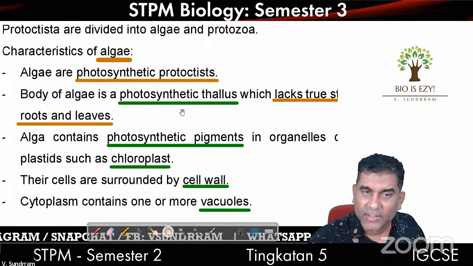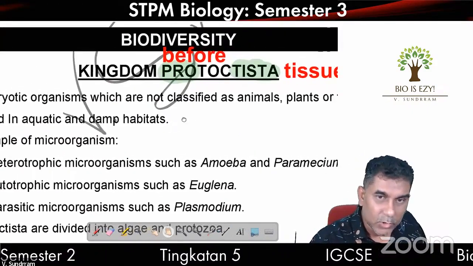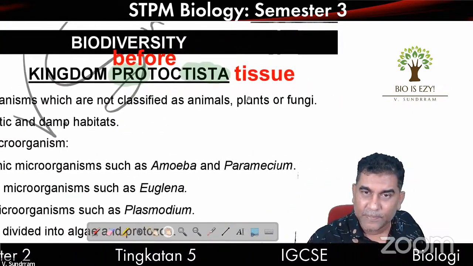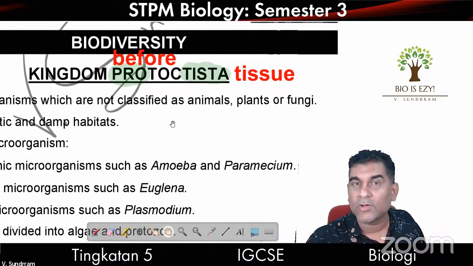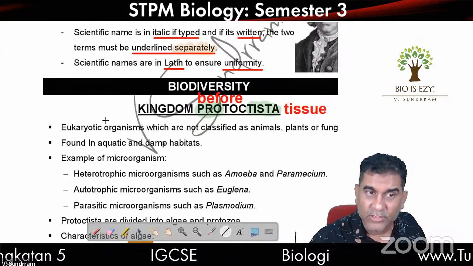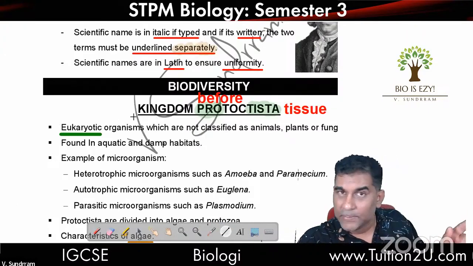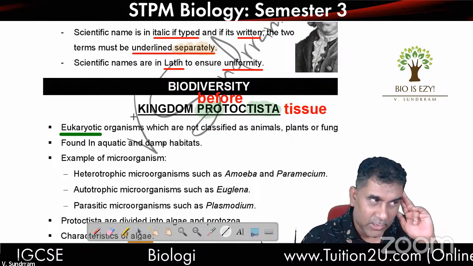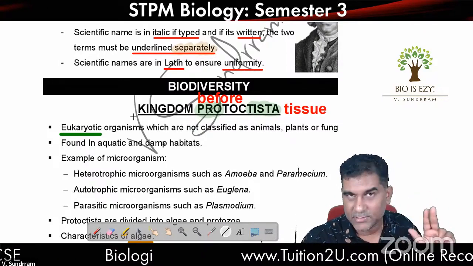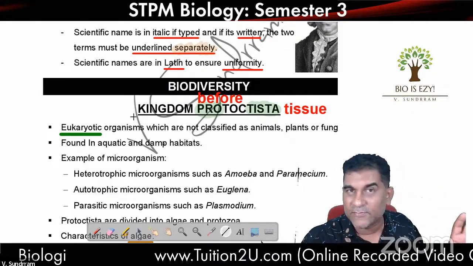If they are Protoctists, you cannot classify them as animal, plants, or fungi. Why? Because they don't have tissue. But they have nucleus. They are eukaryotic, meaning they have nucleus. But they are not animal, they are not fungi, they are not plants. So we create a separate group for them, a separate kingdom for them.